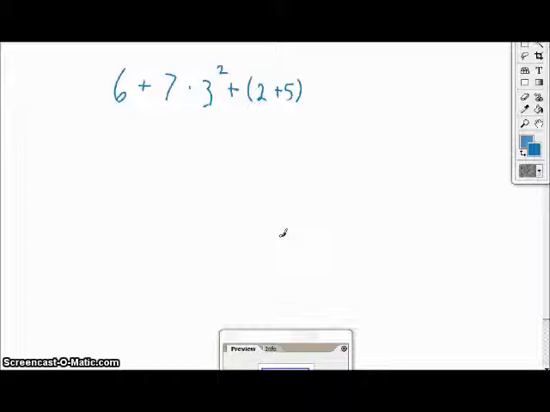Okay, now that you've had time to try the problem, I'm going to go ahead and do it. So, order of operations is to do the parentheses first. So, 2 plus 5 is 7. So, I add the 7 first. And then, I'm just rewriting the rest of my problem. Next is multiply. A dot for multiply. Next is exponent. So, 3 squared is 9.